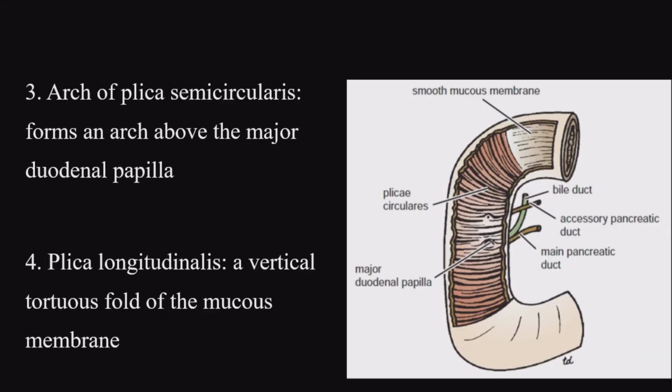The third feature is the arch of plica semicircularis. The plica semicircularis forms an arch above the major duodenal papilla like a hood. Next is the plica longitudinalis. It is a vertical tortuous fold of the mucous membrane extending downward from the major duodenal papilla.